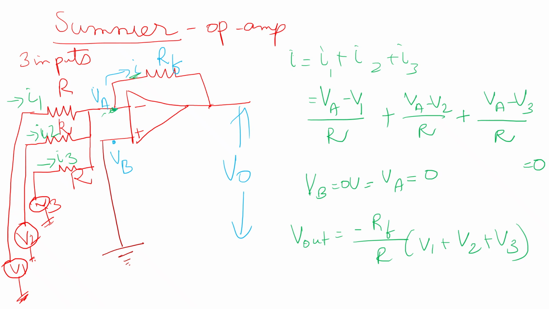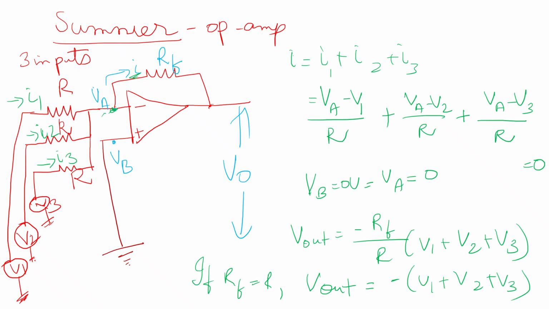And if RF is equal to R, then V out will be equal to minus of V1 plus V2 plus V3, because we are feeding the input voltage to the inverting terminal. The output voltage will be the inverted voltage of the sum of the voltages V1 plus V2 plus V3. Hence, the operational amplifier is acting as a summer.